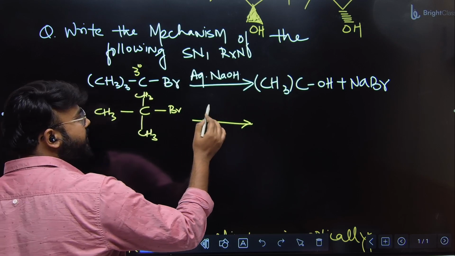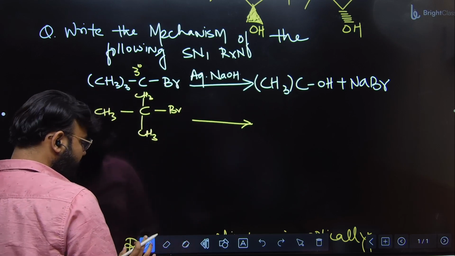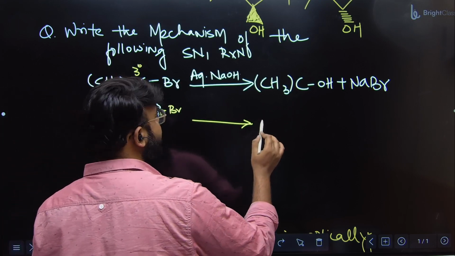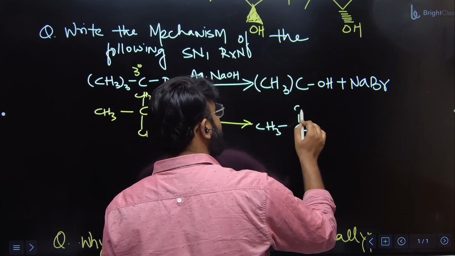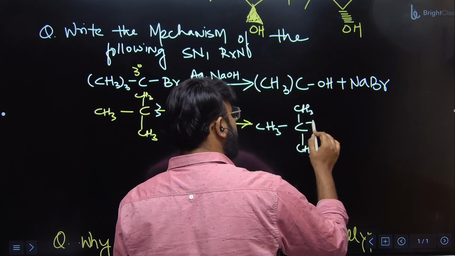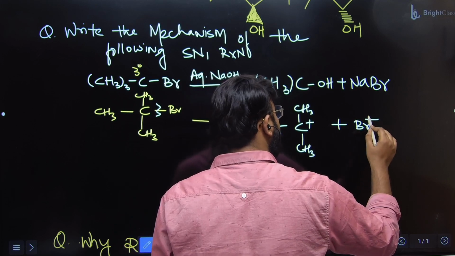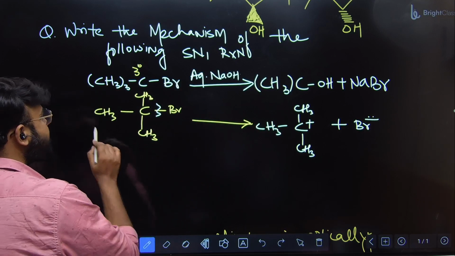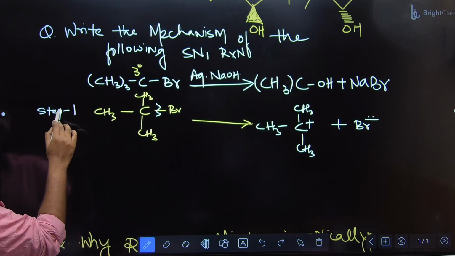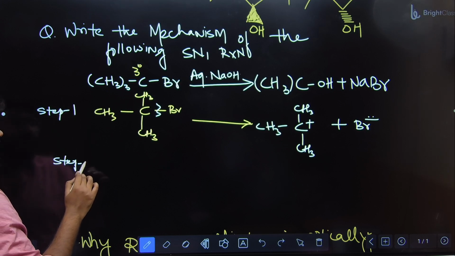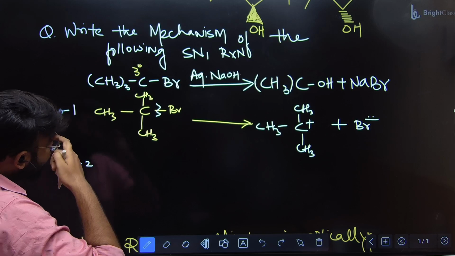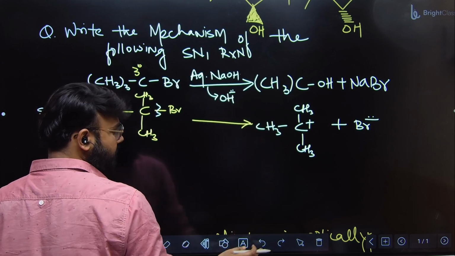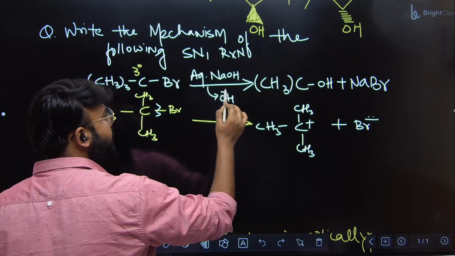First, there is going to be a bond cleavage and formation of a carbocation. So we will get (CH3)3C+ and Br- is removed. This Br- will be captured later on, that's a different story. This is step one, formation of carbocation. Step two: now there will be attack of a nucleophile. What nucleophile will come? OH-. Okay?